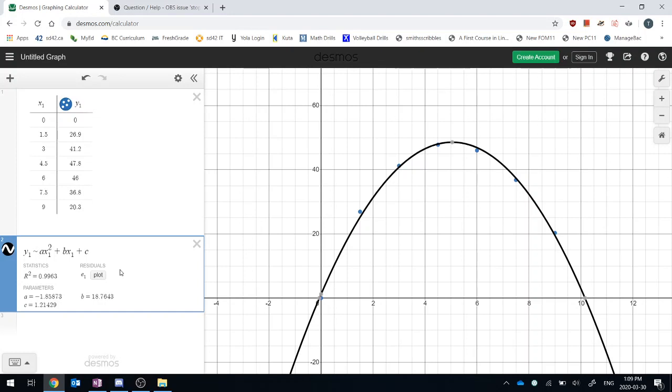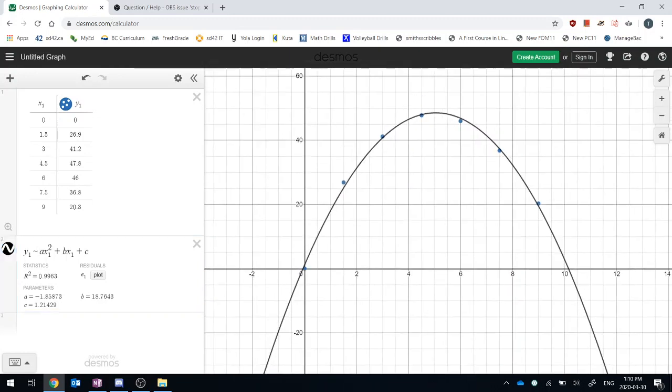So make sure you change your x's to x1, your y's to y1, and your equal sign to your tilde. That tells Desmos that you want to use regression. As you can see, it gives us a really lovely line here in black that does a pretty darn good job of going through or getting as close as it can to all the points that we have from our table. So we get some important information down here.